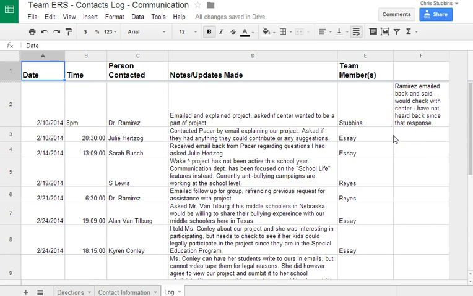This is great for you to give to your professors at the end of the session, but it's especially valuable for the group to keep up with communication and to see who exactly is being accountable and completing their communication task.